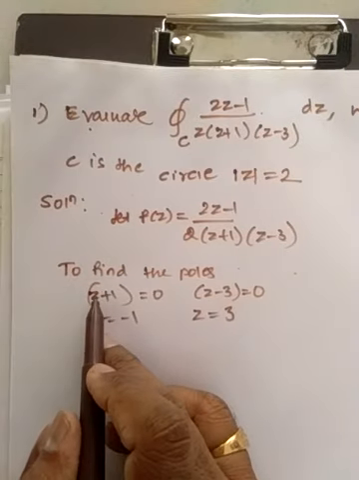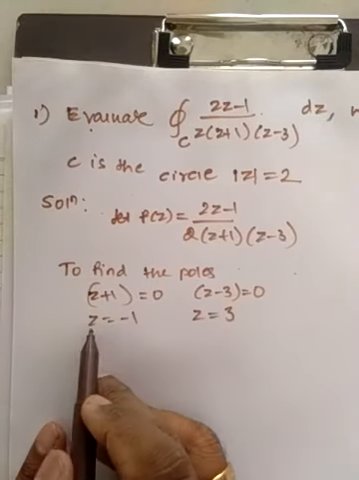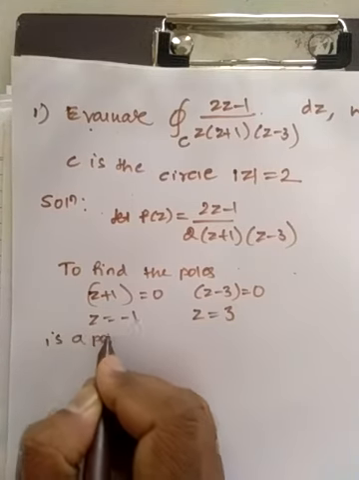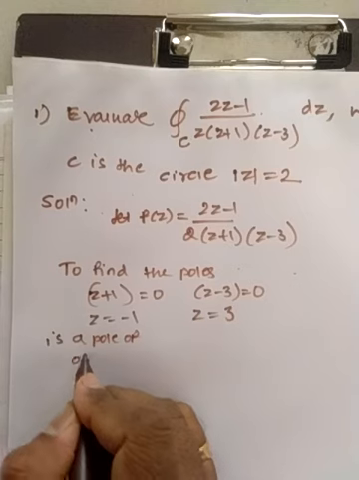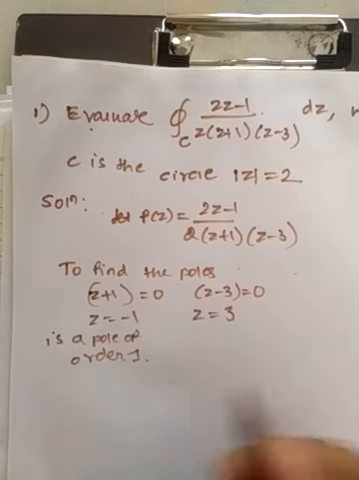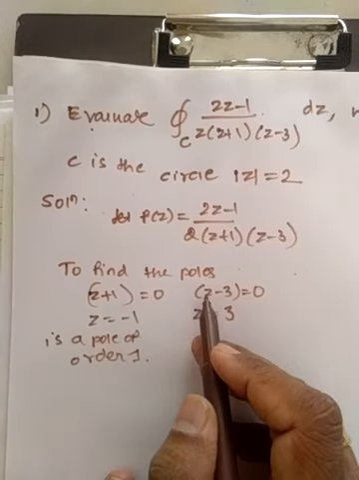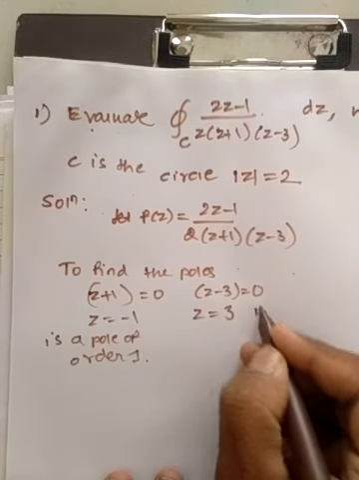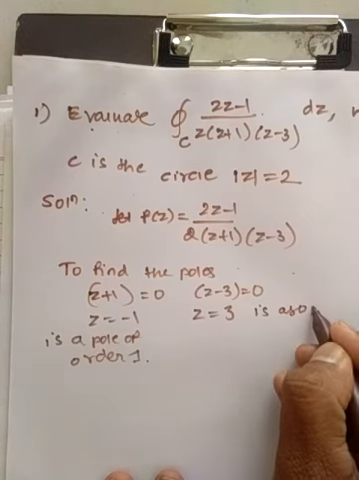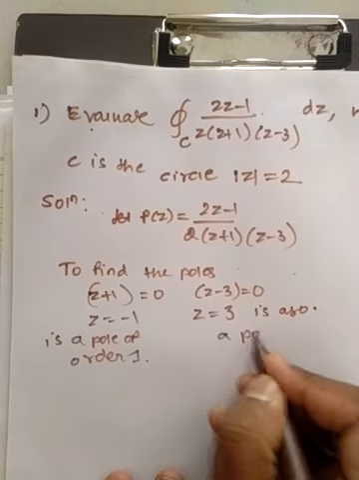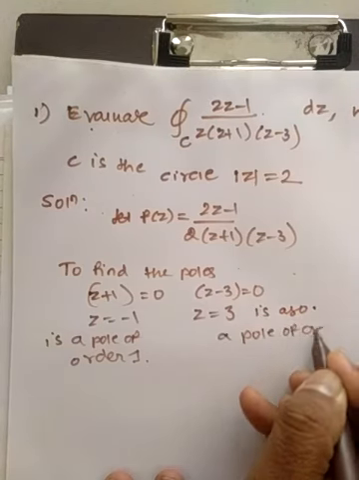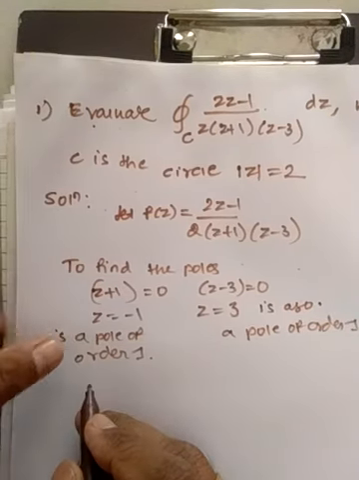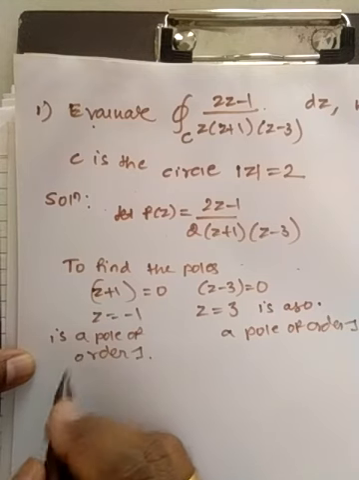Now see, the power of z plus 1 is 1. So z is equal to minus 1 is a pole of order 1. Similarly here, the power of z minus 3 is 1. So z is equal to 3 is also a pole of order 1. So now we calculate the residue.